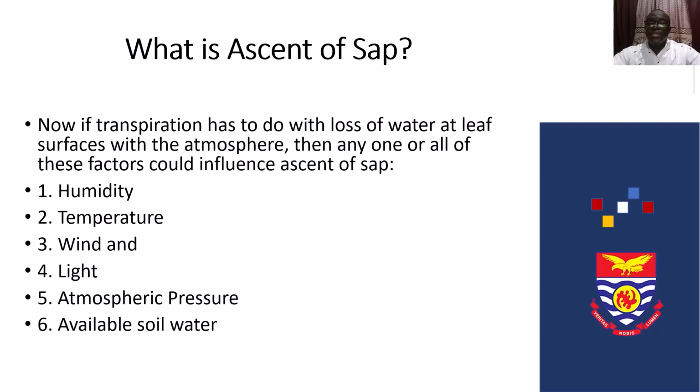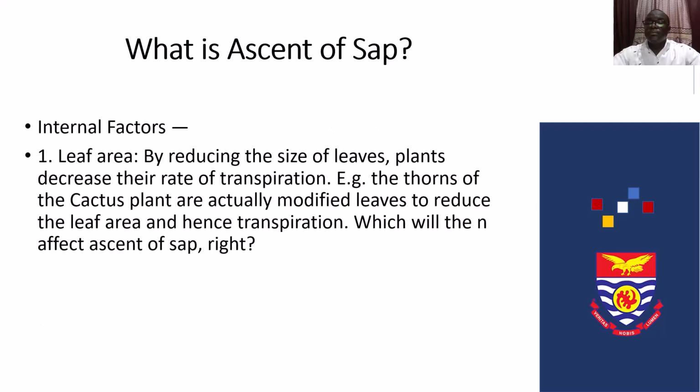Now, if transpiration has to do with loss of water at leaf surfaces to the atmosphere, then any one or all of these factors could influence ascent of sap: humidity, temperature, wind, light, atmospheric pressure, available soil water.